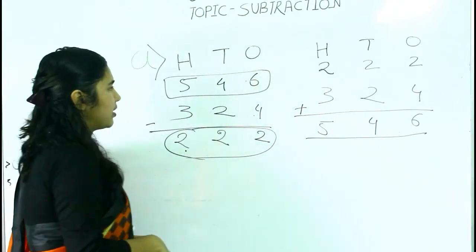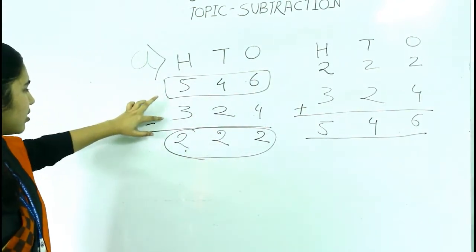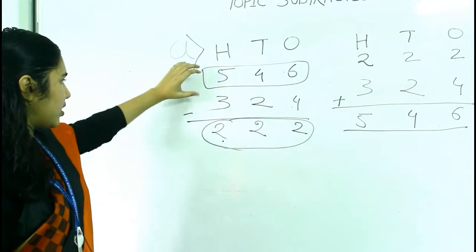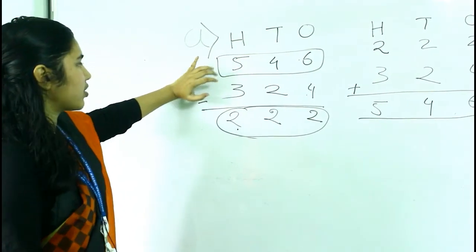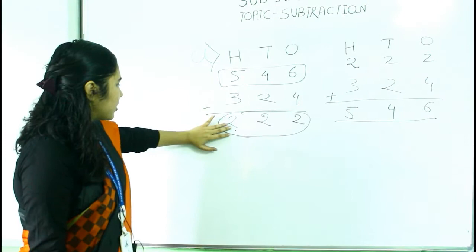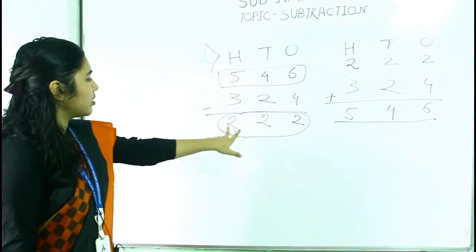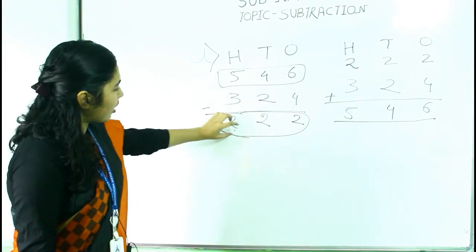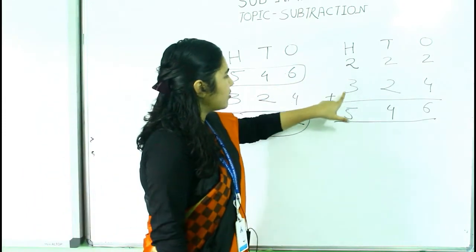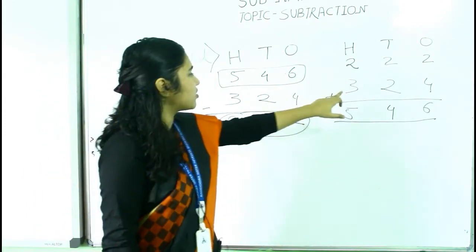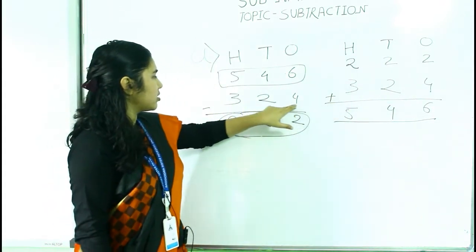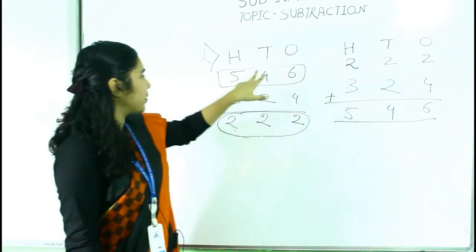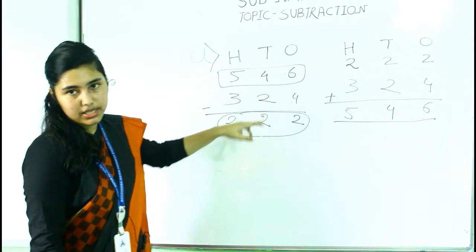That means if we subtract two numbers and then add the smaller number to this difference, we get the bigger number. Here we have subtracted two numbers 546 and 324, and we get 222. This is the difference of these two numbers, right? Now take this difference and add the smaller number, 324. Now add, and we will get the bigger one, which is 546.